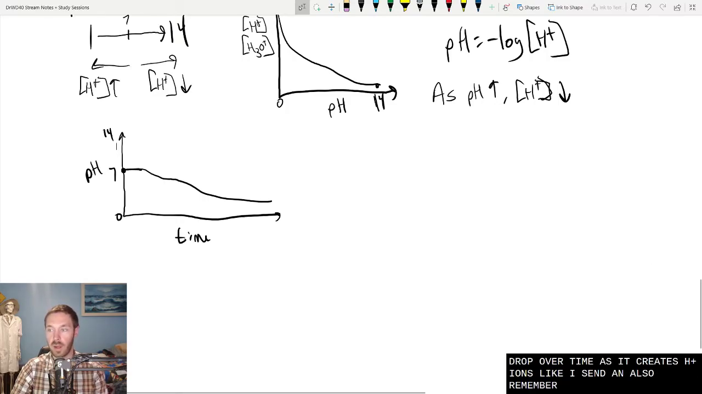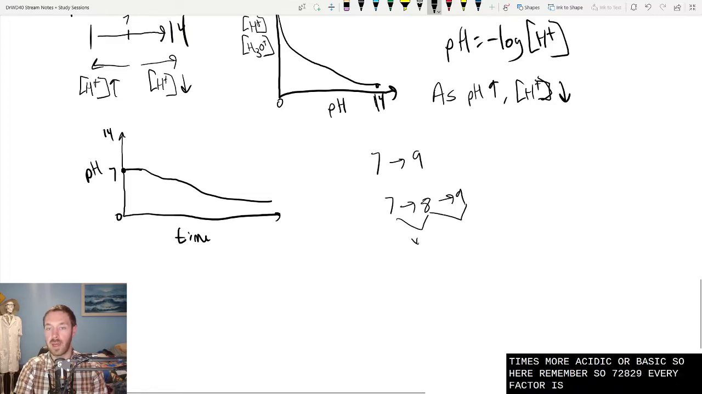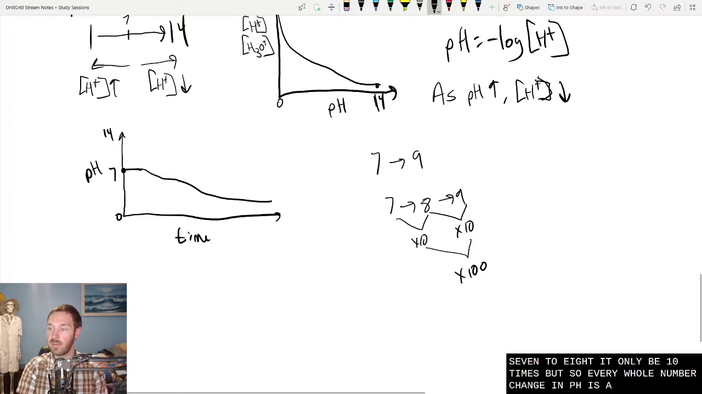Okay, so then also remember what it means from going from something like a 7 to a 9 on the pH scale. So 7 to a 9 on the pH scale, how many times more acidic or basic? So here, remember, so 7 to 8 to 9, every factor is by 10. So for this one, it's 10 times 10, which is 100 times. If we were only going from 7 to 8, it'd only be 10 times. But so every whole number change in pH is a 10-fold change. So if I was asking how many times more hydrogen ions are there in a pH of 7 than in a pH of 9, you would say 100 times more hydrogen ions.